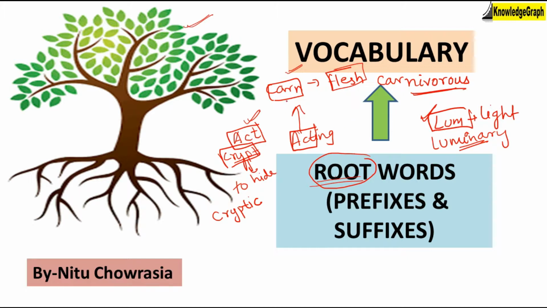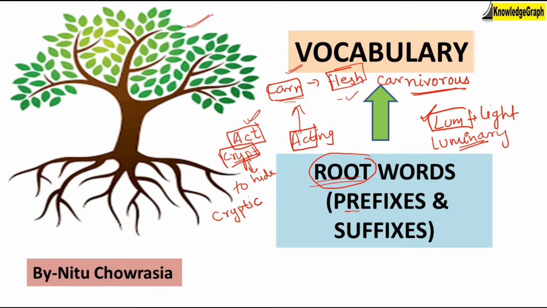For example, here I said carn. If someone doesn't know the meaning of carnivorous, but knows that carn means flesh, it will immediately come to mind that it is related to flesh. We'll learn more about this in the coming slides.